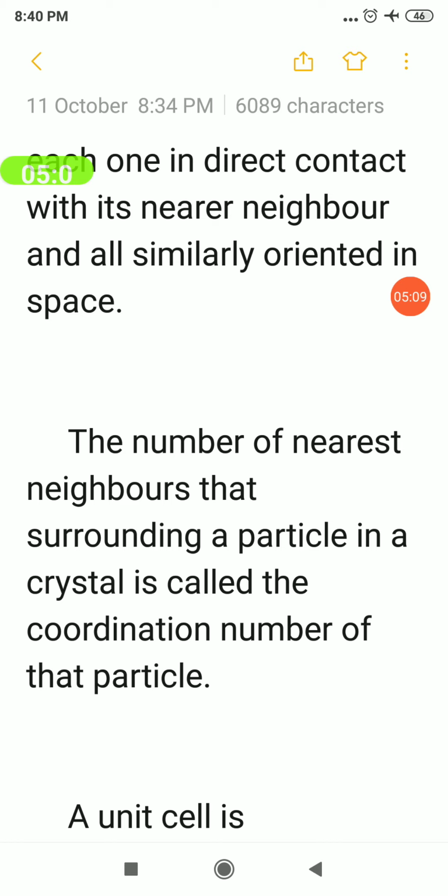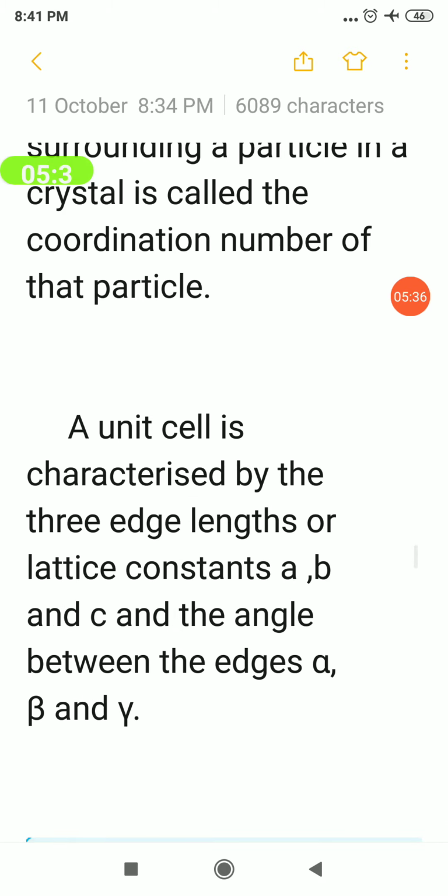So we have studied three definitions, students. The first one is crystal lattice, the second one is unit cell, and now coordination number. What is unit cell? It is a basic repeating fundamental unit of a crystal. And what is space lattice? When many unit cells are connected, a space lattice is obtained. And then what is coordination number? The nearest neighbors surrounding a particle in a crystal is called the coordination number.